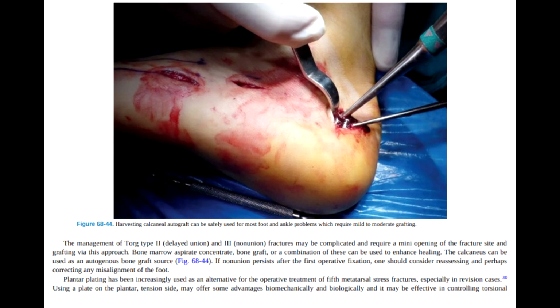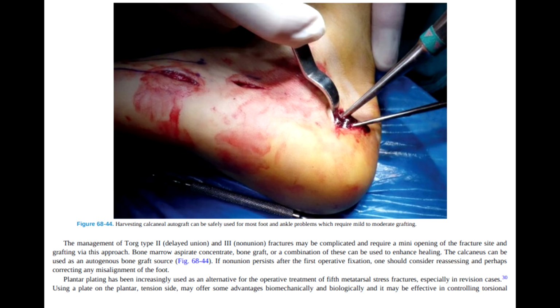This is particularly relevant for the management of Torg type 2 fractures, which are delayed unions, and Torg type 3 fractures, which are true non-unions. These cases often require reopening the fracture site and adding bone graft. Bone marrow aspirate concentrate, structural bone graft, or a combination of both can be used. If non-union persists after the initial operation, we should reassess the alignment of the foot and correct any misalignment that might be preventing healing.